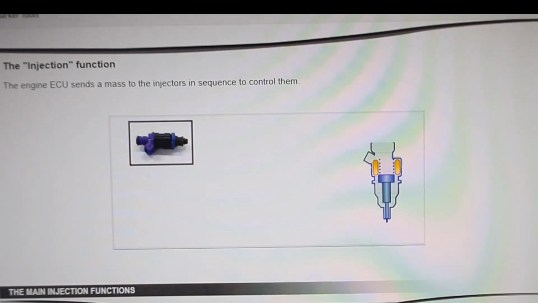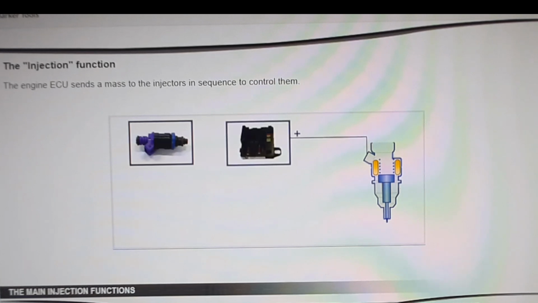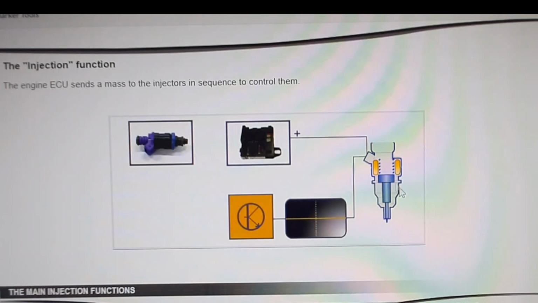Injectors behave like solenoid valves. The injectors receive a plus 12 volt supply via the power supply relay or the protection and switching unit. Click on the injector to see it in operation. The computer sends a ground to the injectors in sequence to control them.